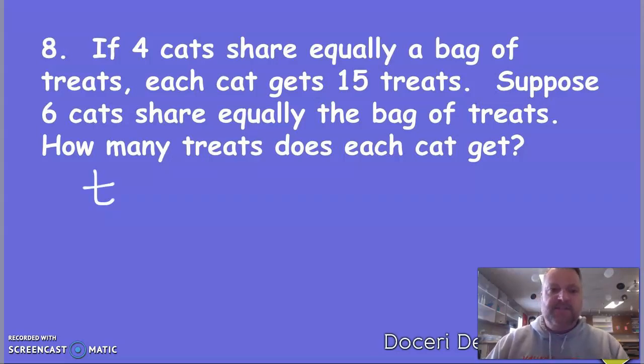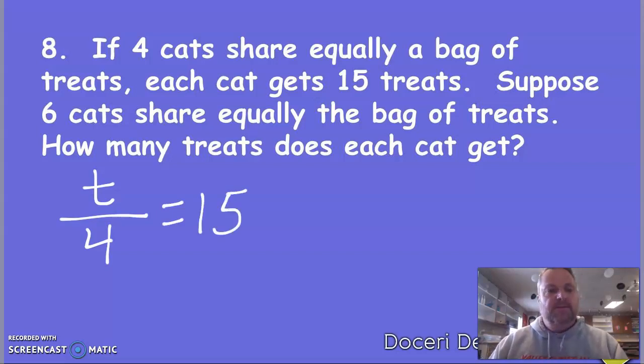And if 4 cats share it, sharing is another way of saying dividing. So if 4 cats share that amount of treats, it will be 15. So treats divided by 4 equals 15. So remember in algebra, we want to get the letter all by itself. So if we see here that the t is not by itself, there's a 4 underneath it, which means they're dividing it by 4. I can multiply both sides by 4, and I will get t equals 120.